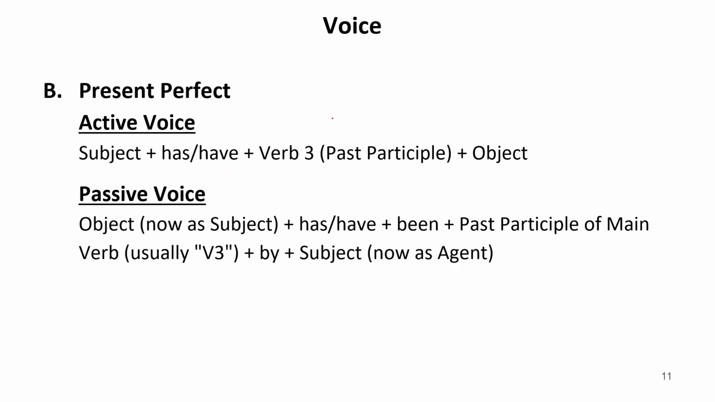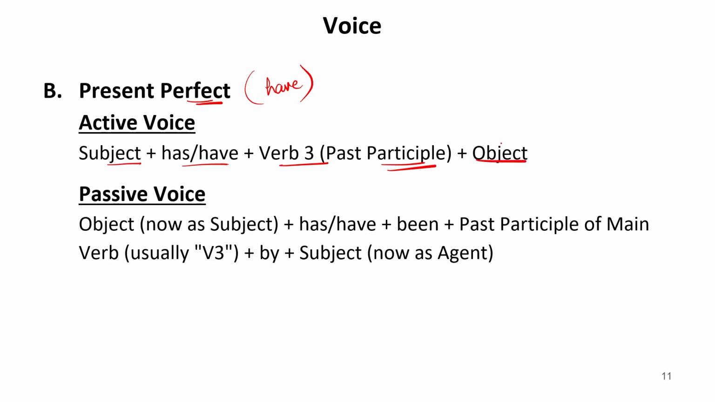Now, the requirements of present perfect tense are: perfect tense always requires the form of have. The present forms of have are have and has. Has for singular, have for plural. In this case, the active sentence will be formed like subject plus has/have plus verb third form, that is past participle. So this is the requirement of present perfect tense.